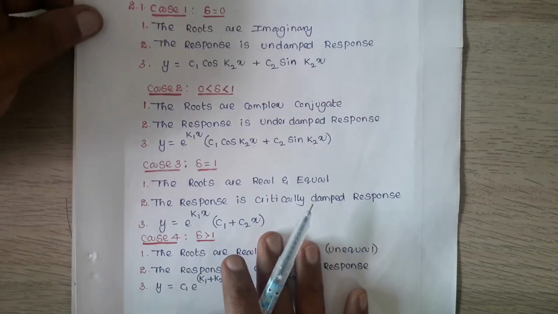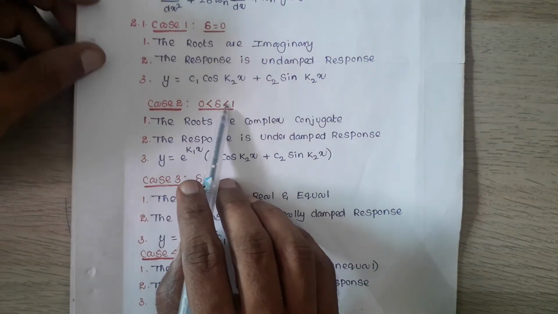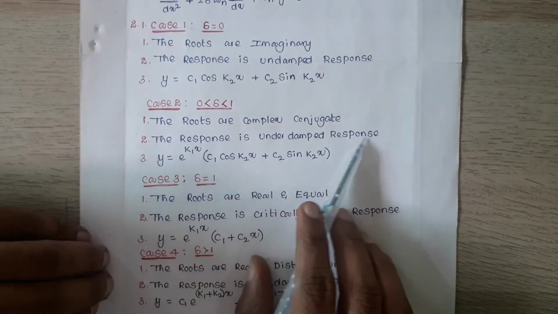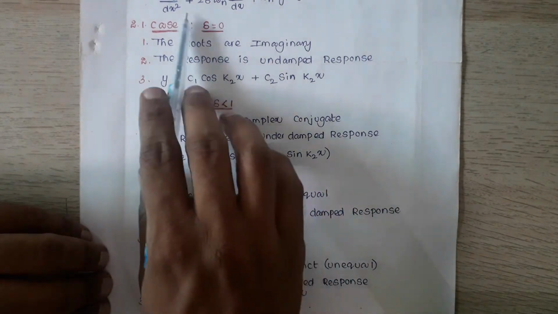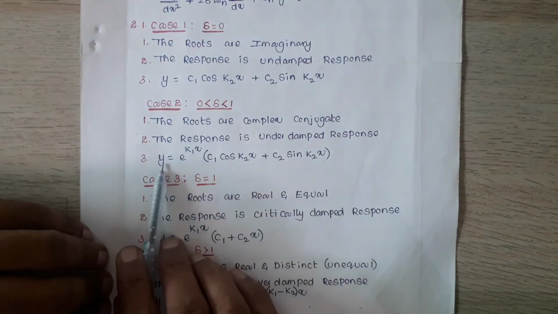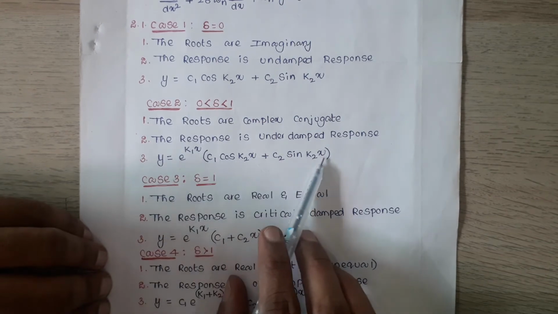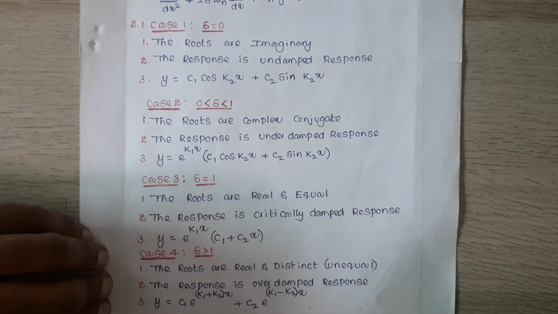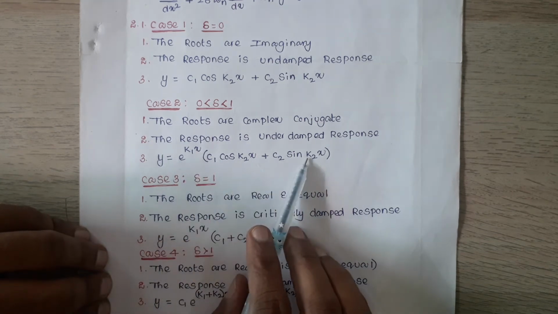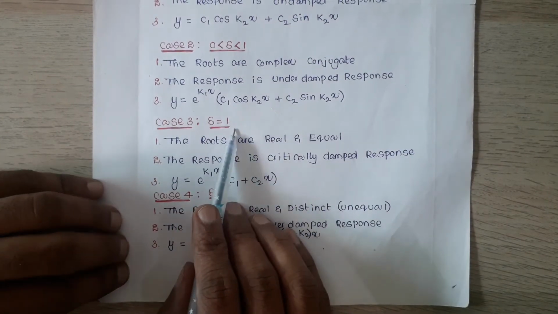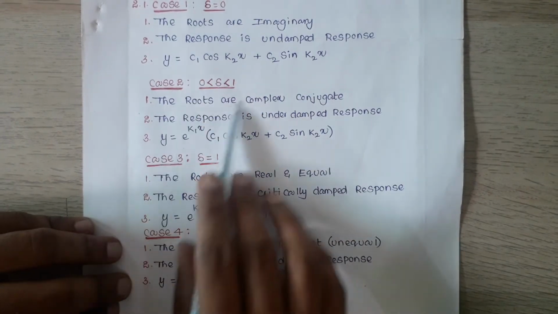Similarly, case 2 is when zeta is in between 0 and 1. The roots are complex conjugate, the response is an underdamped response, and the solution of this differential equation when zeta is in between 0 and 1 is y equal to e power k1x into c1 cos k2x plus c2 sin k2x. Here c1 and c2 are the constants which we have to get from the initial conditions, and k1 and k2 depend on the values of RLC. This case, when zeta is in between 0 and 1, is the practical case.